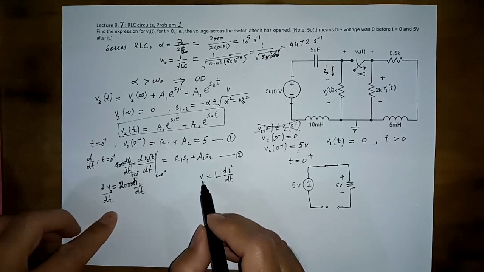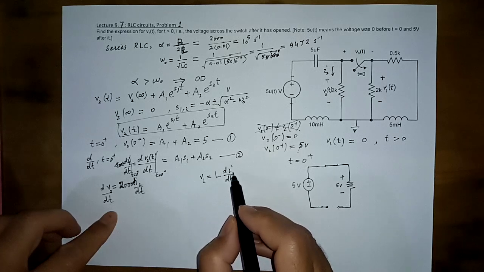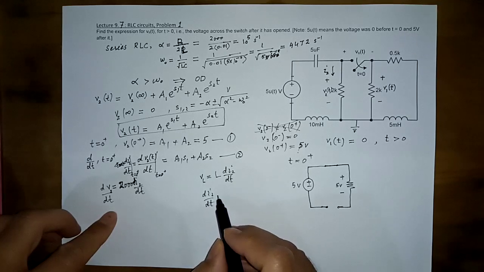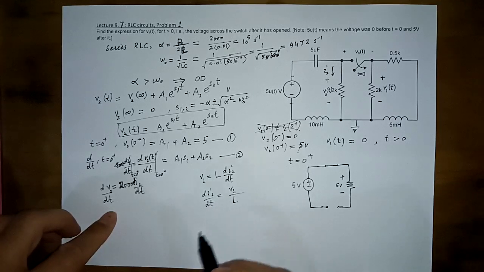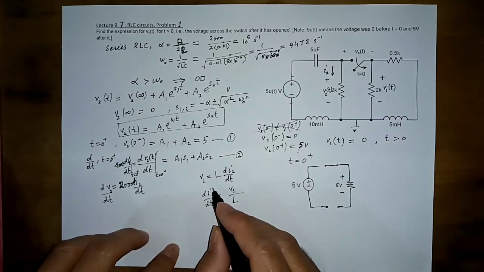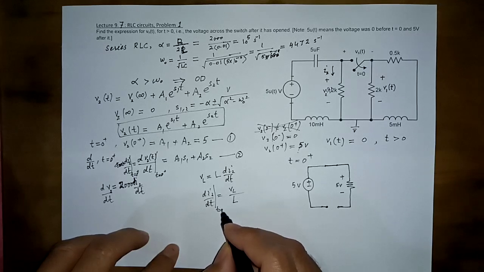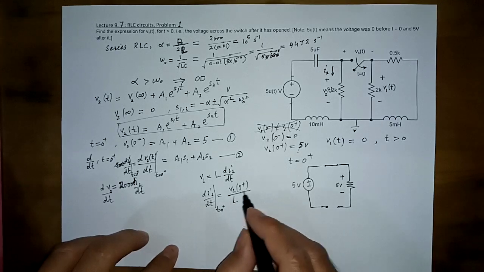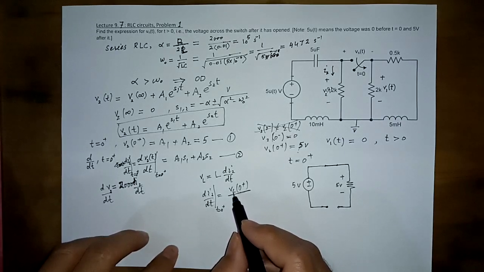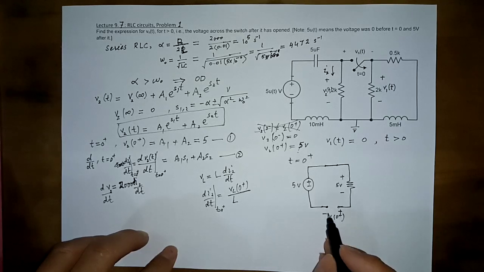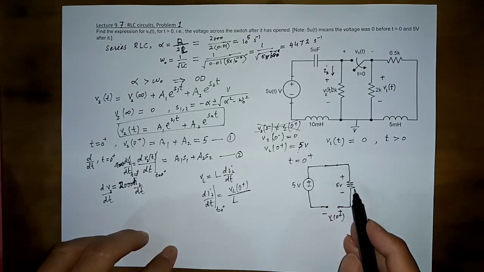So luckily here VL is equal to L, value is known, times di2/dt. So what is di2/dt? It is VL over L, the inductor voltage. So di2/dt at t is equal to 0 will be the inductor voltage at t is equal to 0 over L, which is a constant. So now we want to know what will be VL at 0 plus, and the value of inductance is known. So we have just solved this circuit.